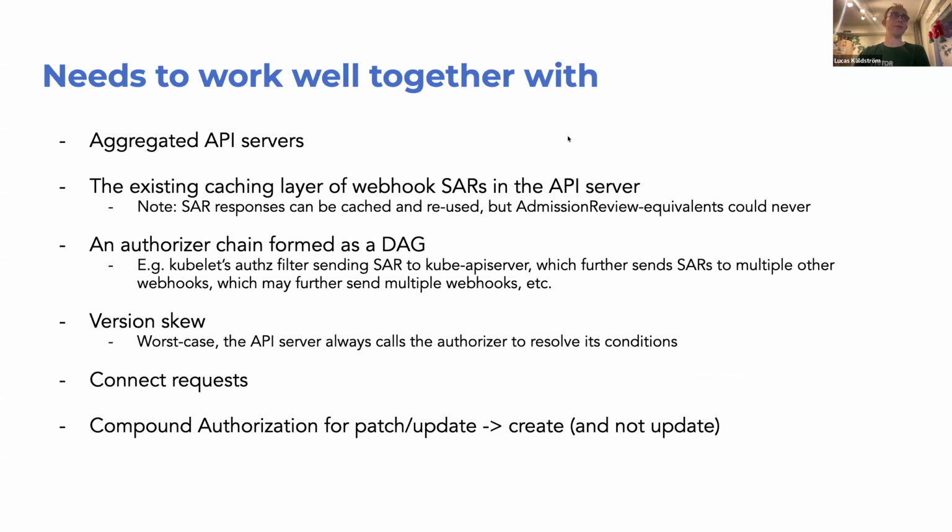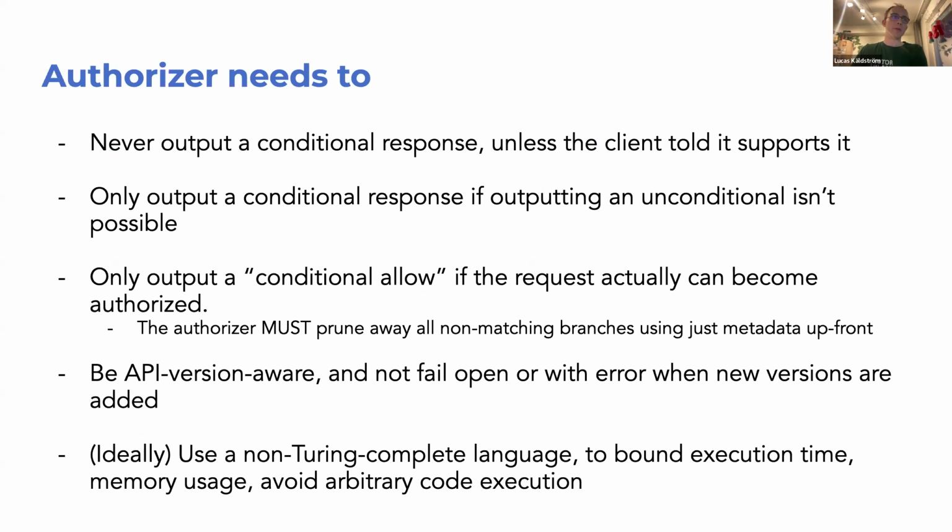Then whatever we do needs to work well with aggregated APIs over existing caching layers. A chain that is formed as a DAG, so you can have, for example, the node authorizer call to the kubelet, call to the API server, which calls to some other set of webhooks that could call further webhooks and similar. But as long as it's a DAG, it's okay. The versions queue into count, connect requests, and then compound authorization for stuff that moves within the request chain. So all of those are good.